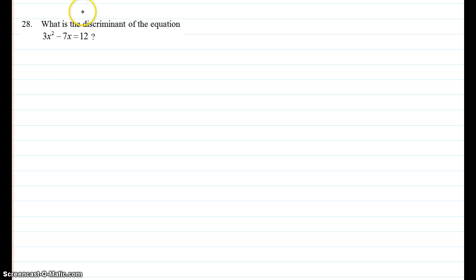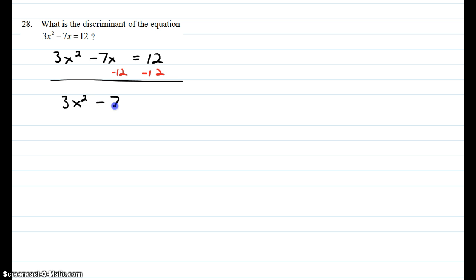Alright, for 28 we want to find a discriminant, so we want to make sure that the equation is in standard form, and so when we have a quadratic we want to make it equal 0. So we're going to minus 12 from both sides. And so we end up with 3x squared minus 7x minus 12 equals 0.